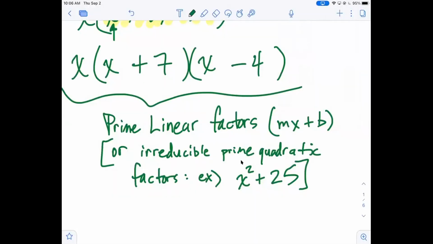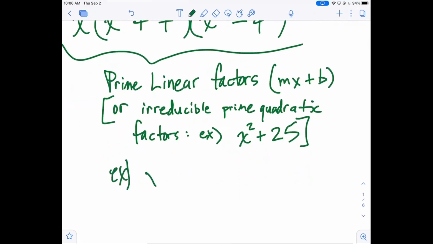All right, and we're back. So here's what I wrote down. Prime linear factors of the form mx plus b, that's how you know when to stop. Or irreducible prime factors like x squared plus 25. We call that a sum of two squares. But look at this. If it were x squared minus 25, that one does factor. There are no common factors there other than one, and it's not a trinomial, but this one does factor.